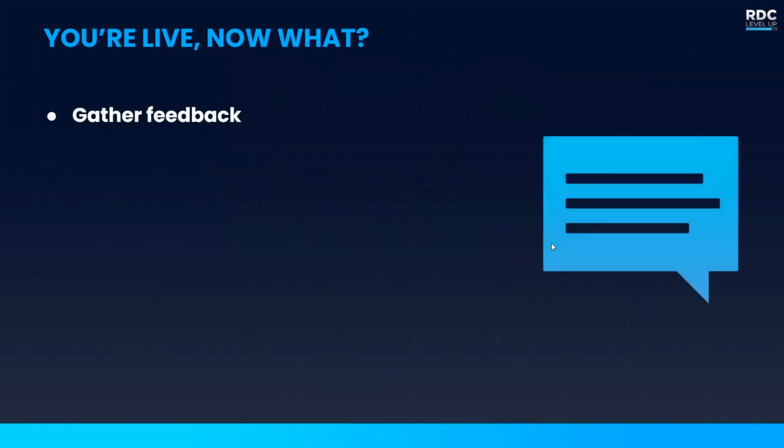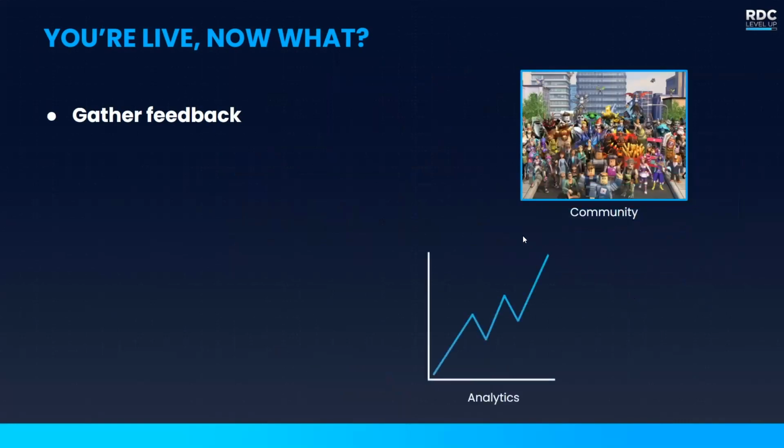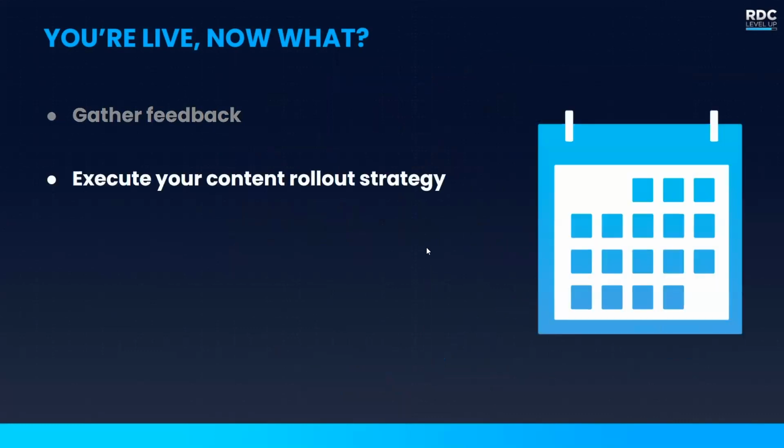First, as I've been saying all day, you can gather feedback. You can gather feedback from your community, you can gather feedback from your analytics, you can gather feedback from your team. You also want to start executing on your content rollout strategy. So what are the next steps in the feature? You can identify and resolve bugs and feature polish.